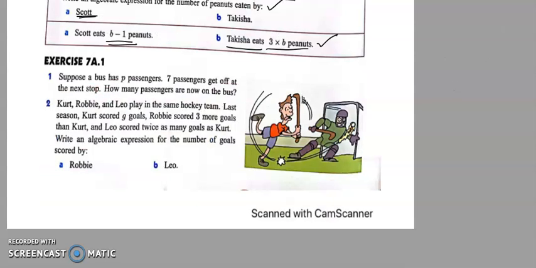Now, based on the example that I just discussed, here is exercise 7A.1. There are 2 questions in it. That is your homework. You can answer these questions. So just go through them and then write your answers.